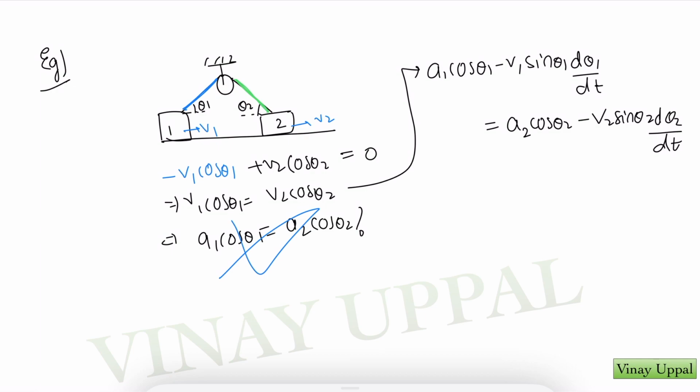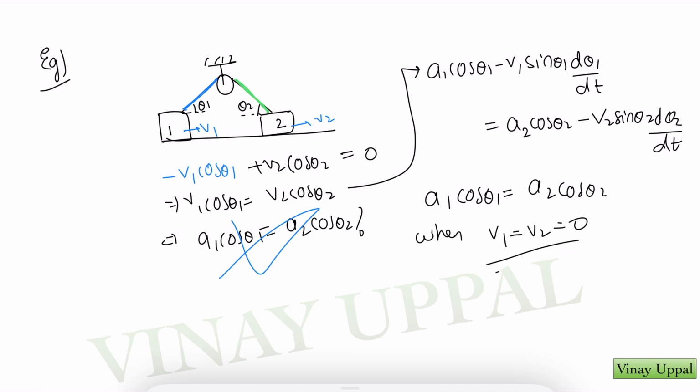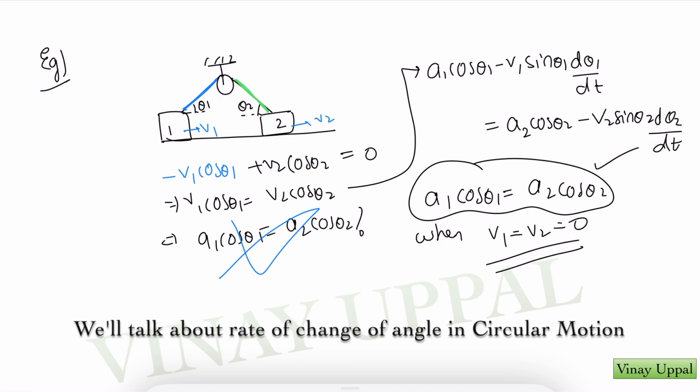There is one condition in which A1 cos theta1 will be equal to A2 cos theta2, and that is when the objects are at rest. So often in such types of questions, they'll release the system from rest and ask you the initial accelerations. In that particular case, at that particular instant, this relation is valid. So I hope you understood how and when we can apply the relation between accelerations.